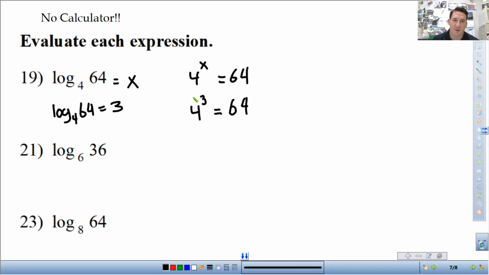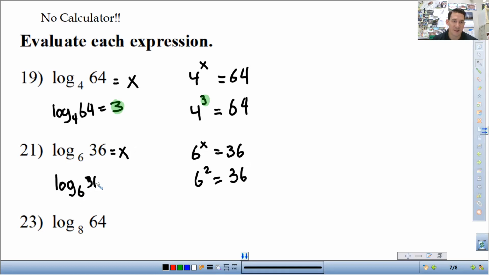All right, so if you think about it in terms of an exponent, you can figure out what this log is. So again, think of this as equal to some number x. Rewrite it in exponential form. I think it's easier to think about. So the x becomes the exponent. So it's going to be 6 to what power is equal to 36? Well, that's 6 squared is equal to 36. That means over here, log base 6 of 36 is equal to 2.